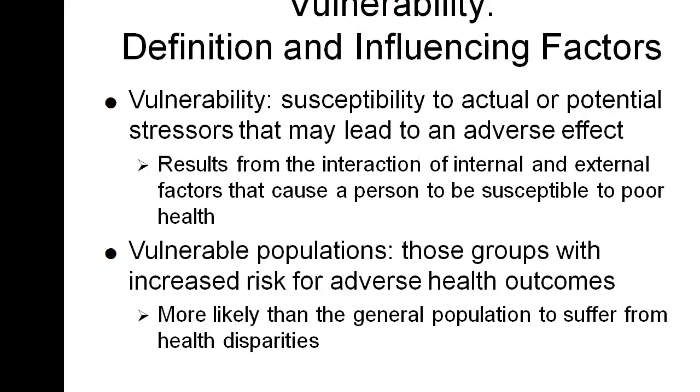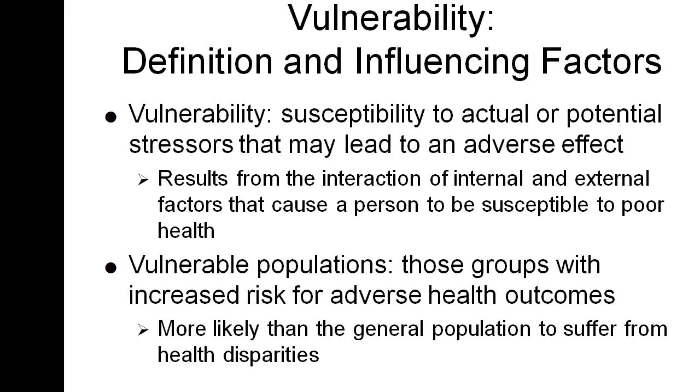So vulnerability, definition, and influencing factors. So vulnerability, all right, this is susceptibility to actual or potential stressors that can lead to an adverse effect. So this results from an interaction of an internal or external factor that causes a person to be susceptible to poor health. So when you're pregnant, you are vulnerable to infection because your immune system is low, right? Because you are susceptible. And vulnerable populations are groups with increased risk for adverse health outcomes because they are susceptible to actual or potential stressors.